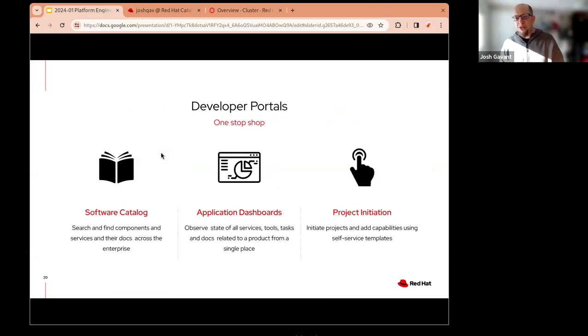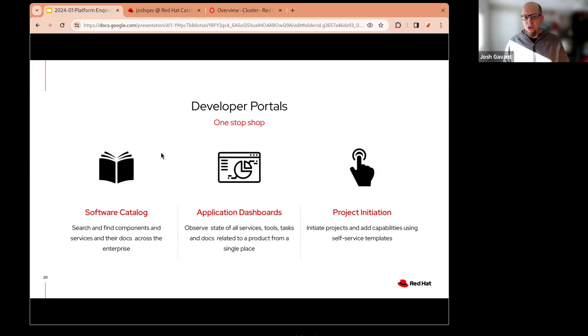And so what we've come up with is developer portals, a one-stop shop, really for the top 3 use cases, really for Backstage. A, to provide a software catalog where you can find all of the components and services and capabilities available in your organization. B, to provide an application dashboard where I can see in context of my application all of its issues, all of its pipeline runs, observability statistics, things like that. And C, project initiation, a place where I can start a new project, create from a template, or add a capability to an existing project.